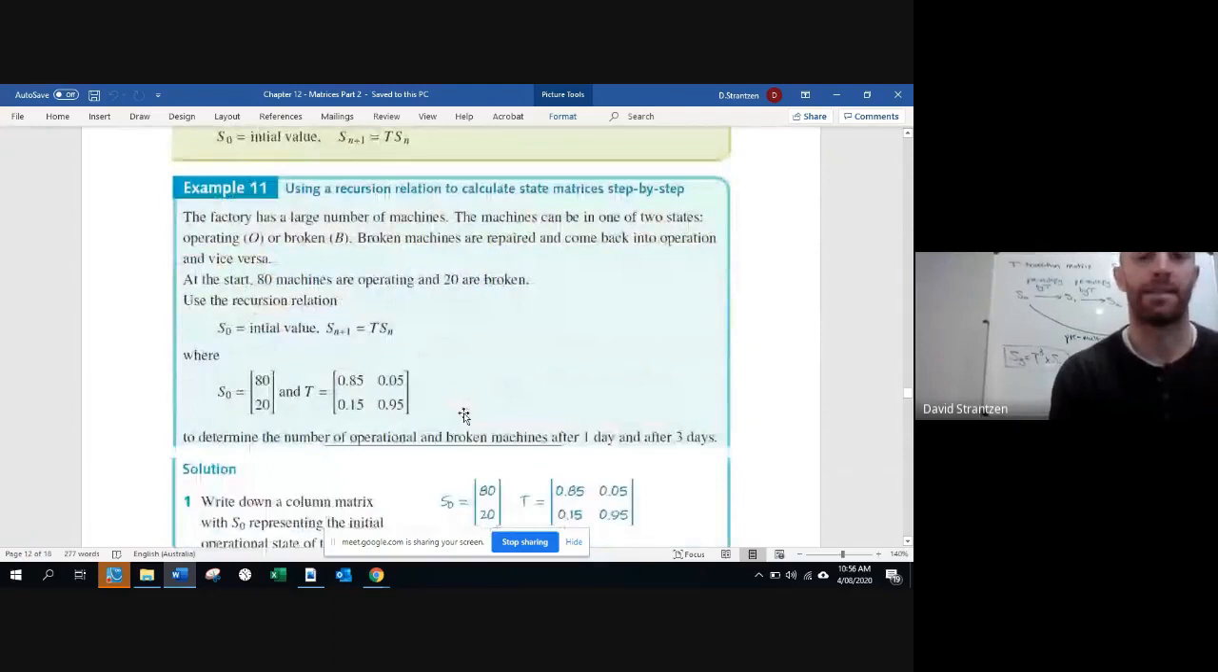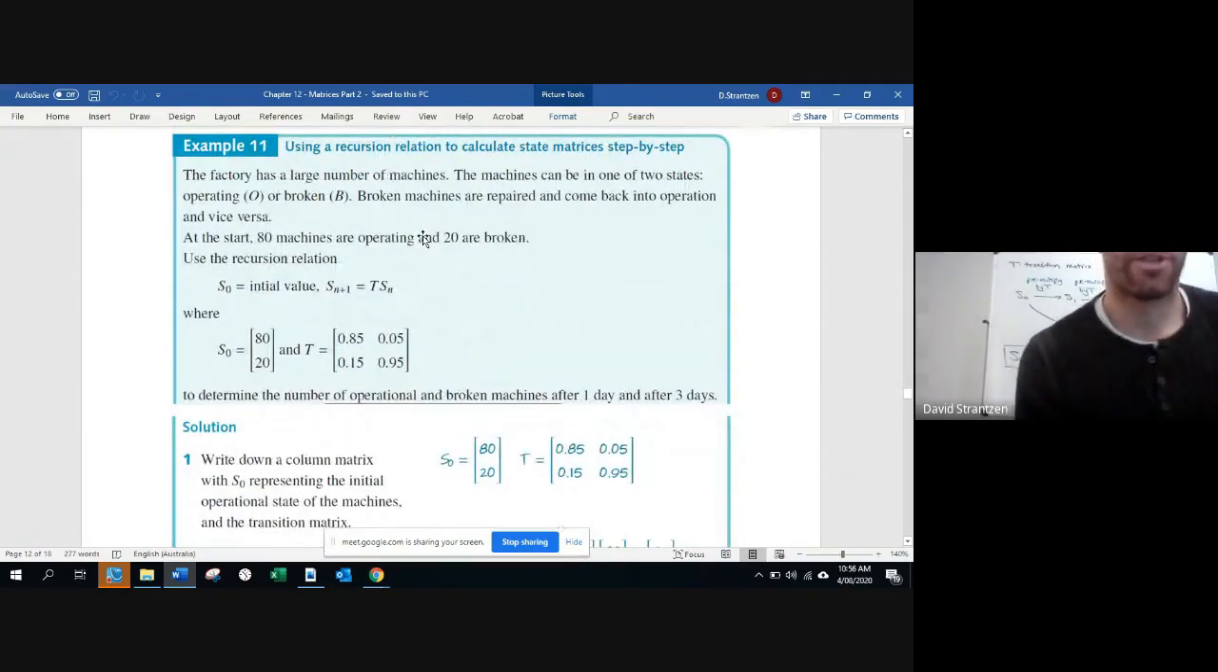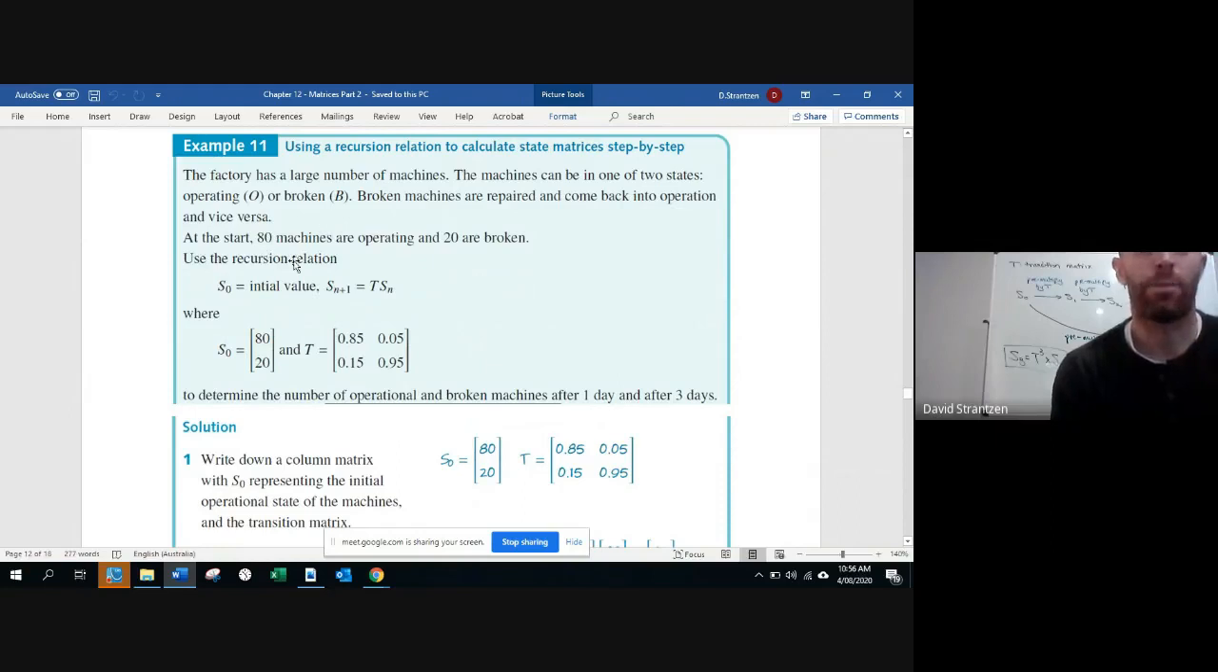There's another example here where we had a factory with a large number of machines. The machines are either operating or broken. At the start, we've got 80 operational machines and 20 broken machines. Notice that there are 100 machines overall.